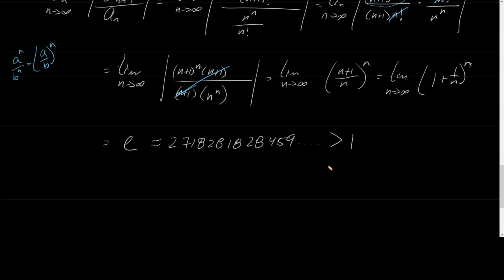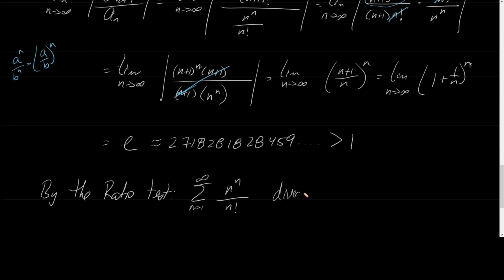So what we found here is that by the ratio test, the series from n equals 1 to infinity of n to the n over n factorial diverges, right? Because we had that limit is bigger than 1. So there you go. That's an example of a divergent series with the ratio test.